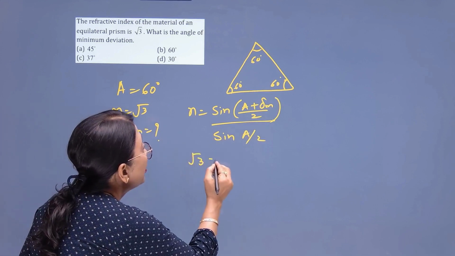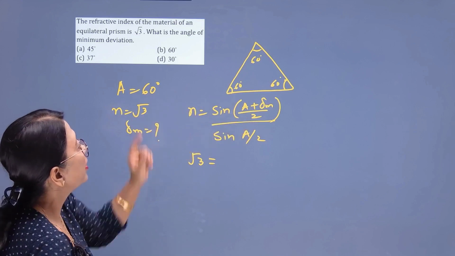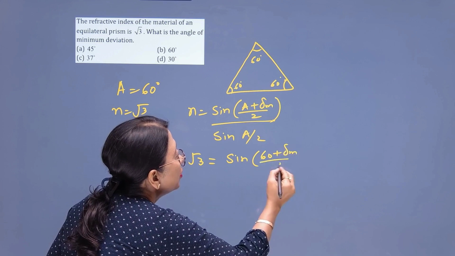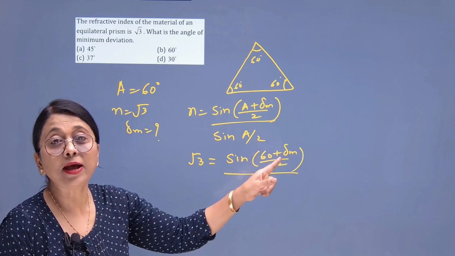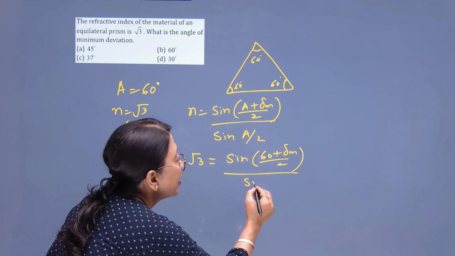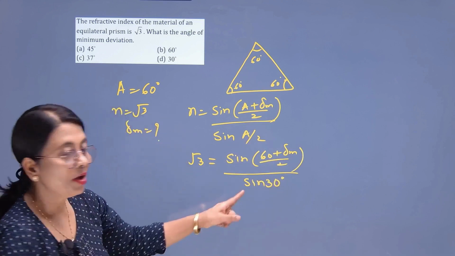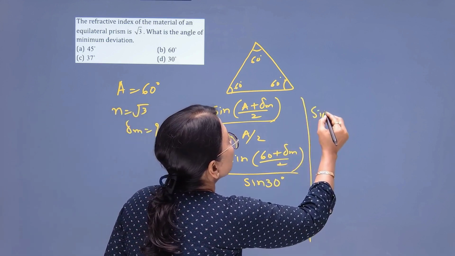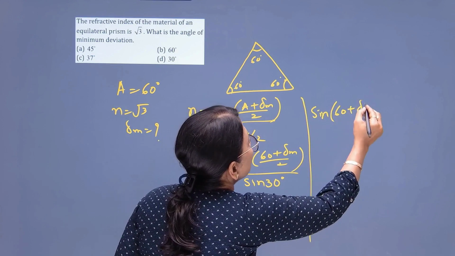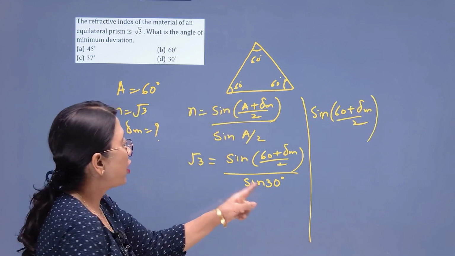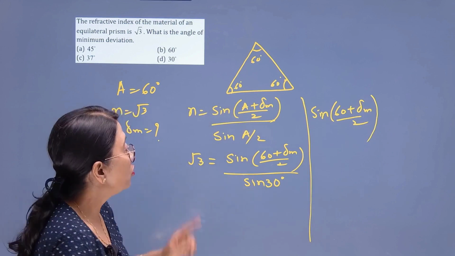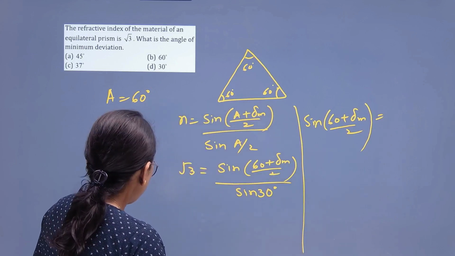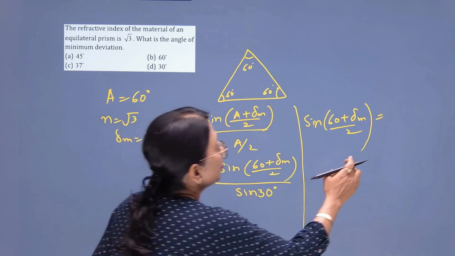Place this as root 3 is equal to sine A plus A is how much? So this will be your sine of (60 plus delta m) by 2. And this is how much? This is sine 60 by 2. Sine 60 by 2 will be how much? Sin 30. So we are getting the answer out. Cross multiply. So cross multiply kariye. So we are going to get it as sin of (60 plus delta m) by 2. This will cross multiply. Sin 30 ki value is how much? 1 by 2. So this will be your root 3 by 2. This will come out as root 3 by 2. Wait a minute.